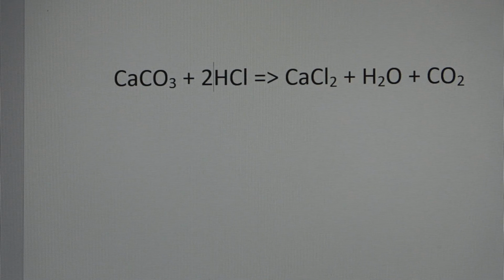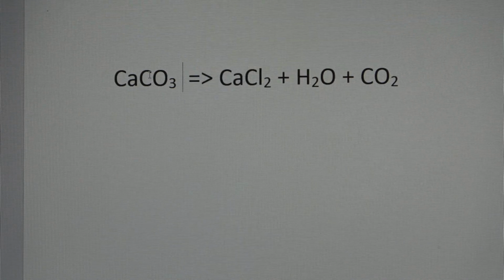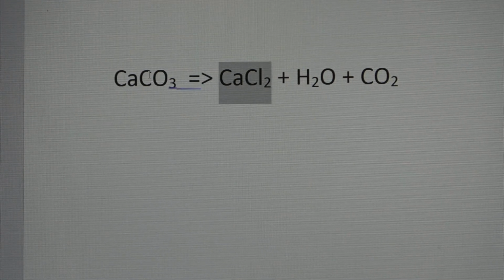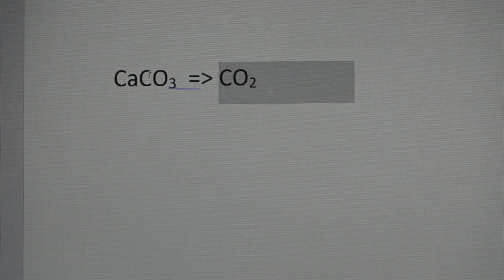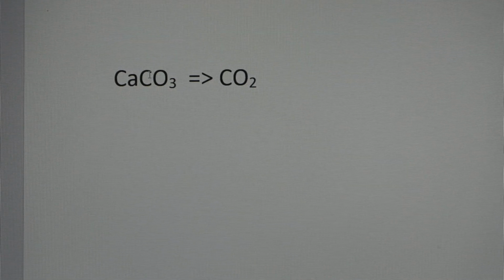But what we're interested in is the calcium carbonate and the carbon dioxide. So what I'm going to do is get rid of this bit and this bit. It's a 1-to-1 ratio. 1 calcium carbonate gives us 1 carbon dioxide. So what you will need is access to your periodic table. Okay, and that's going to be the lesson.